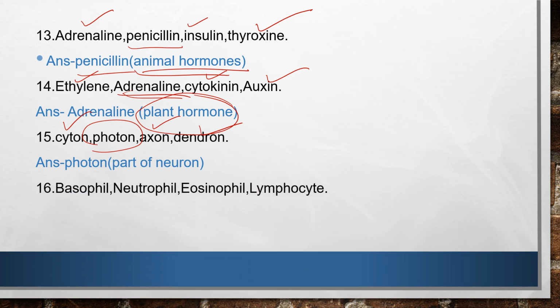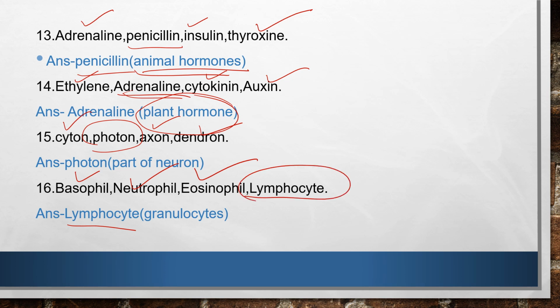Is it clear? Now next comes basophil, neutrophil, eosinophil and lymphocyte. So which one is the odd one out here? The odd one out will be the lymphocyte, and the other three are granulocytes. Now let us move on to the next slide.